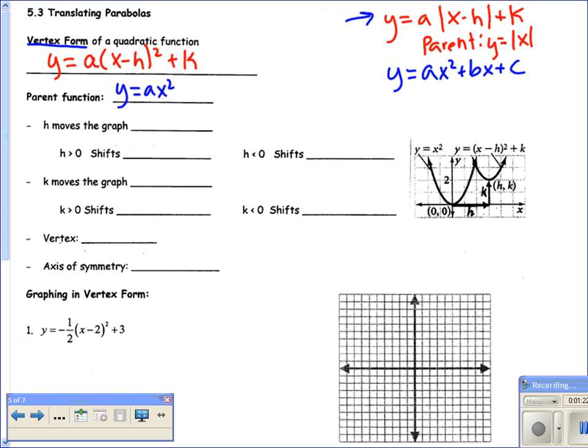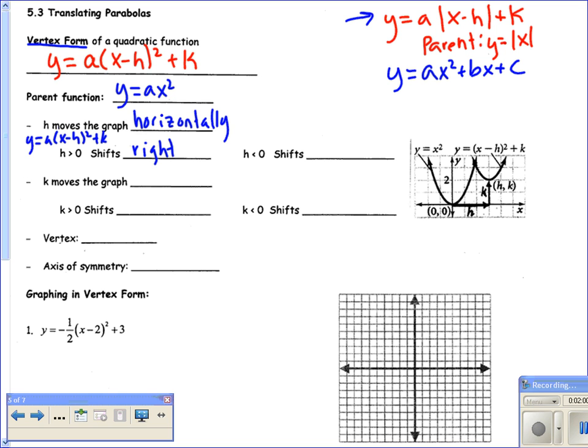So remember, just like our absolute value functions, that h, what did it do to your graph? Remember, it's attached to our x. How does x move? Left and right on our graph. So h moves our graph horizontally. And so in this case, if h is greater than 0, that means in your equation you would have y equals a times x minus h squared plus k. So if you have x minus h in your equation, it means you're going to move your graph to the right.